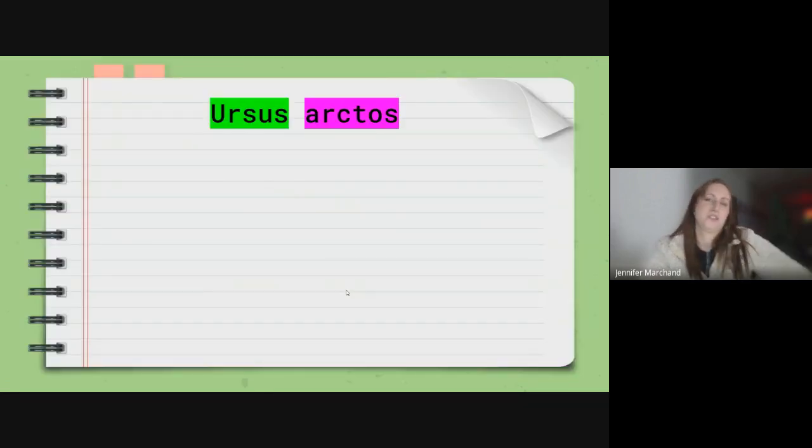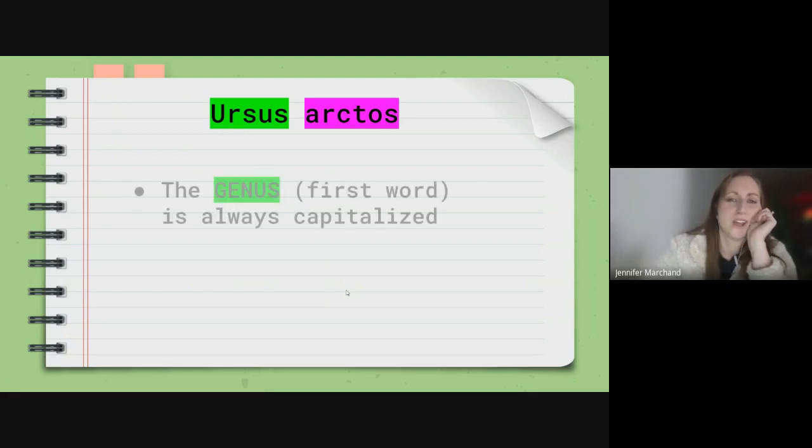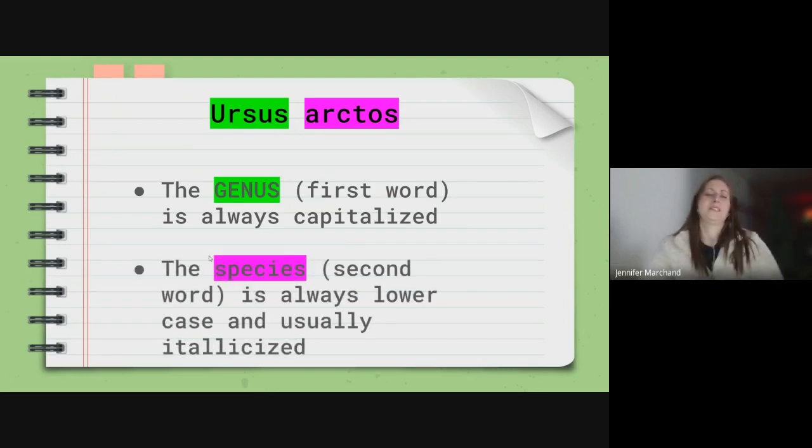So again, back to the brown bear here, the Ursus arctos. The genus is always going to be the first word, okay, and it's always going to be capitalized. This is a really big part. This will be on your quiz. Just want to make sure you know that. Okay, and then our second word is going to be the species. It's always in lowercase, and then if you were ever to write a technical paper, that species would also typically be italicized.